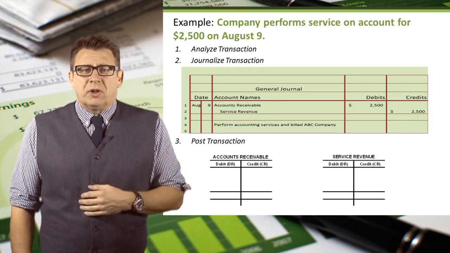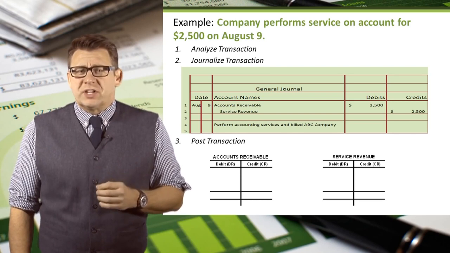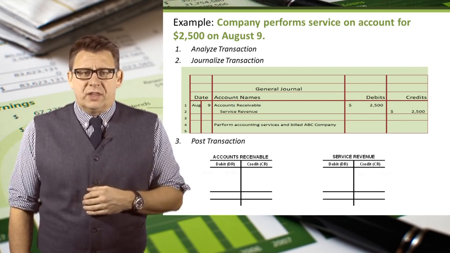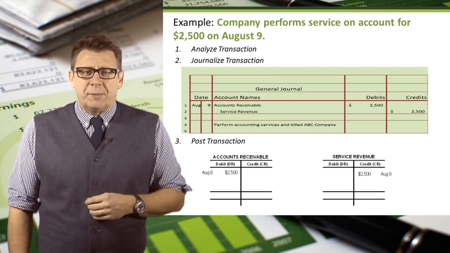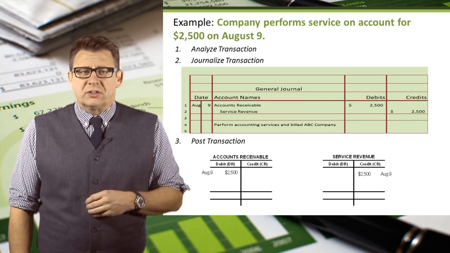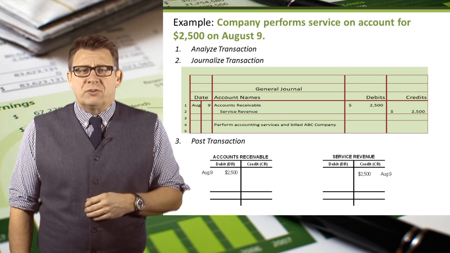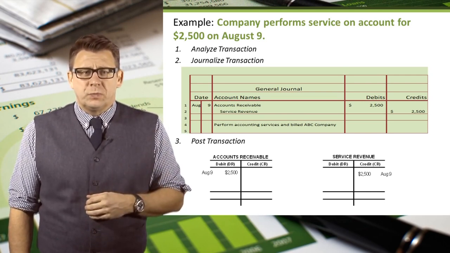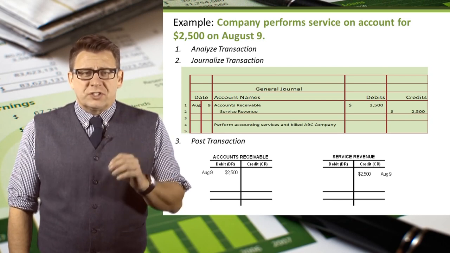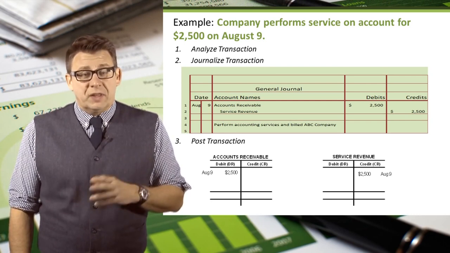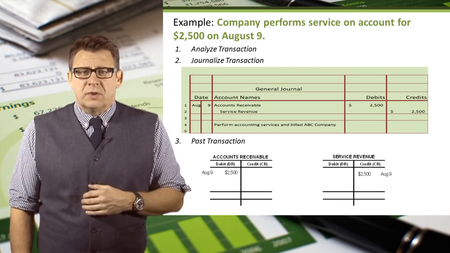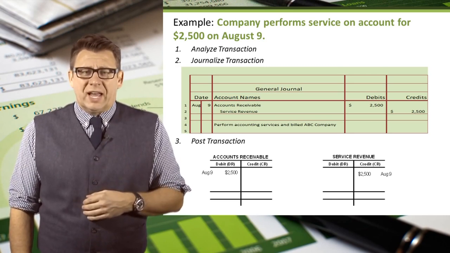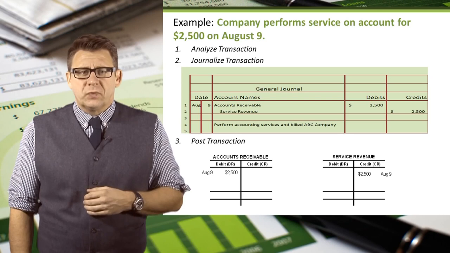In this next example, a company performs service on account for $2,500. The date is August 9th. Accounts receivable is the debit account and the amount is $2,500. So we post $2,500 and the date to the debit side of accounts receivable. The service revenue is the credit account and the amount is $2,500. So we post $2,500 and the date to the credit side of service revenue.